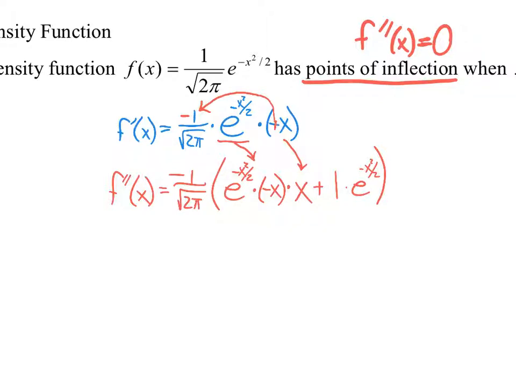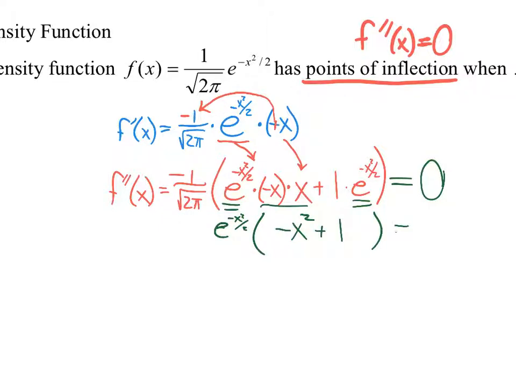Now, the nice thing is, if this equals 0, then the constant really doesn't matter at all. Just what's inside the parentheses is what we're going to look at. I have a negative x squared, and it has e to the negative x squared over 2 in common, so I'm going to factor that out. Left in the parentheses is a negative x squared plus 1.